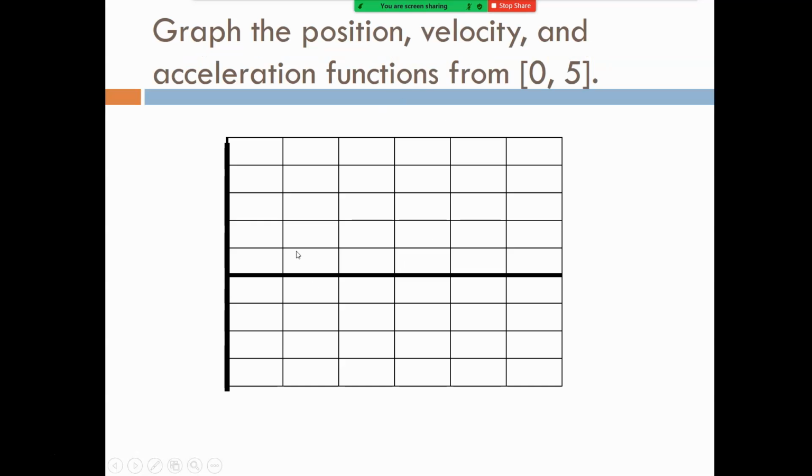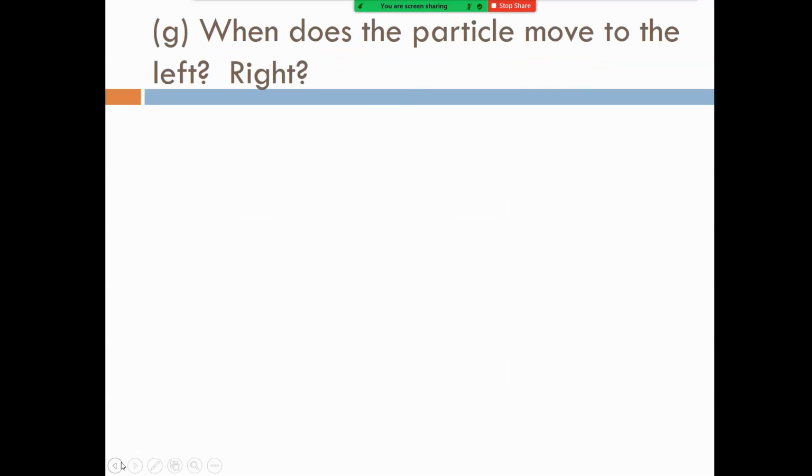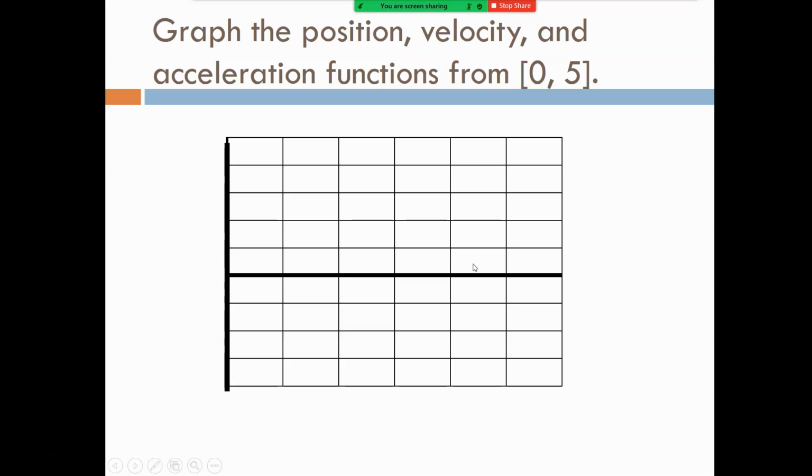Let's graph these functions. So in order to graph them, I'm actually going to give you guys, well, in this case, we have all our functions, right? And then we'll talk about graphing it without having all of the functions. But let's talk about acceleration because it's the easiest. Acceleration equals 2. So it's a horizontal line at 2.